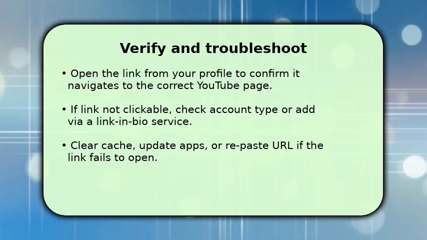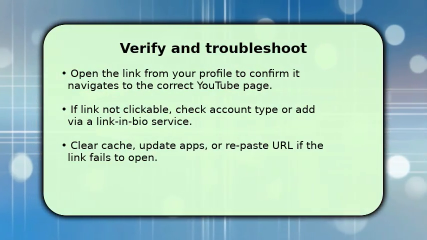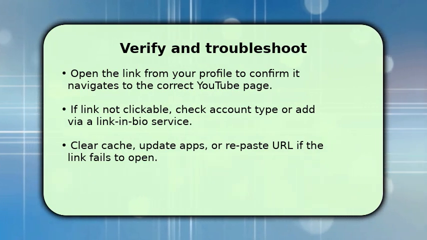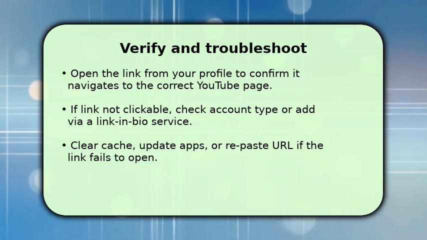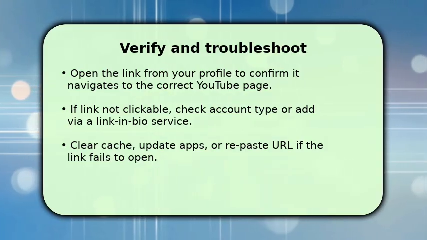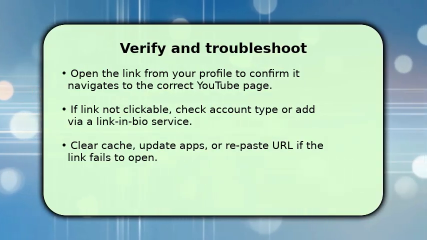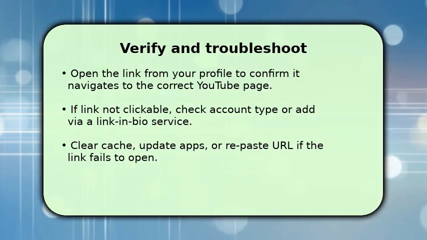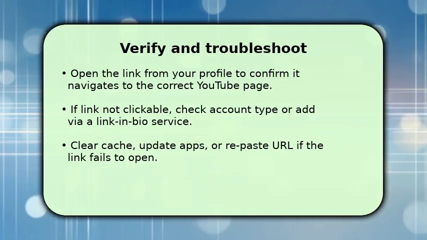You finish by testing the link from your TikTok profile to confirm it goes to the intended YouTube video or channel. If it's not clickable, make sure your account type supports the website field. Sometimes switching to a business or creator account reveals it. If that still fails, try a link in bio service so followers get one-click access.